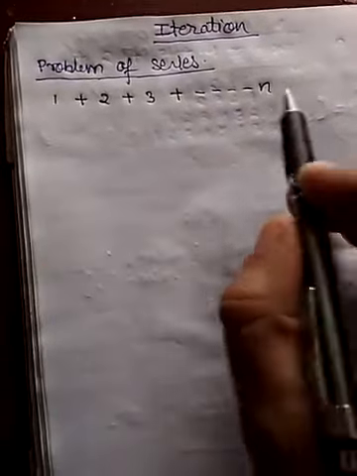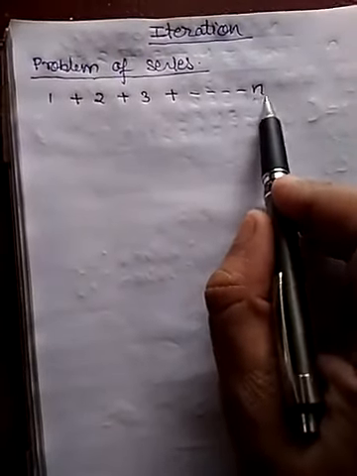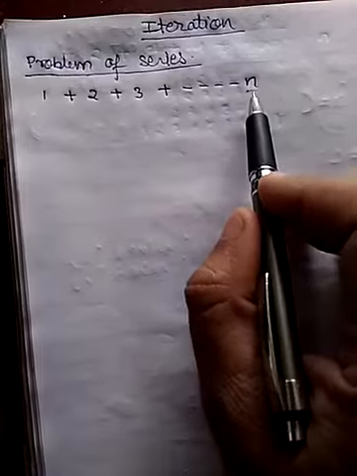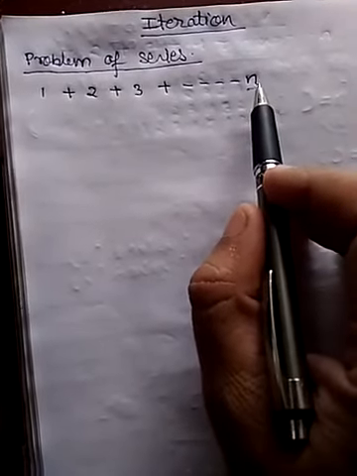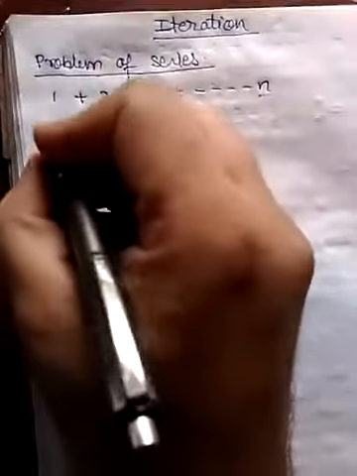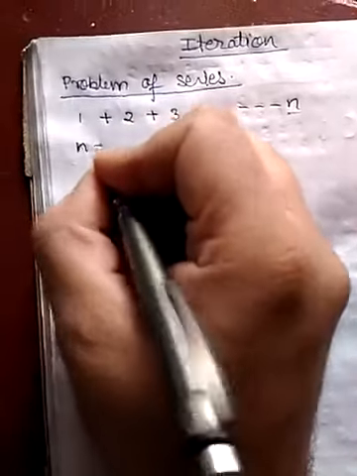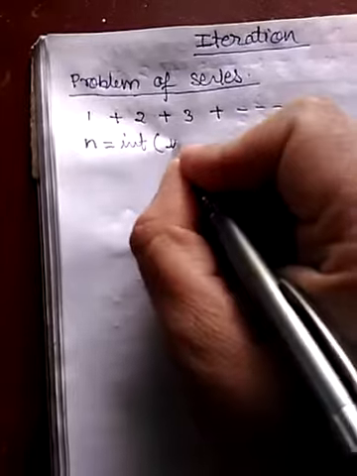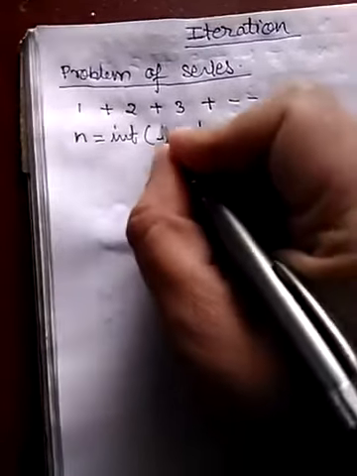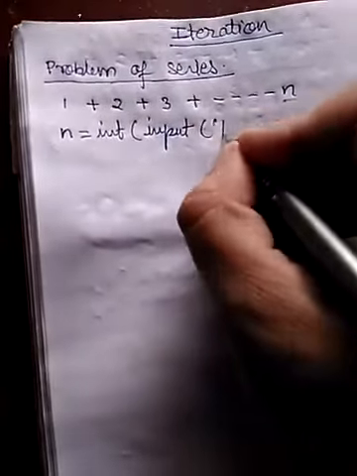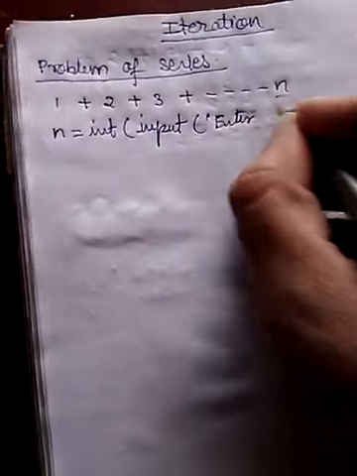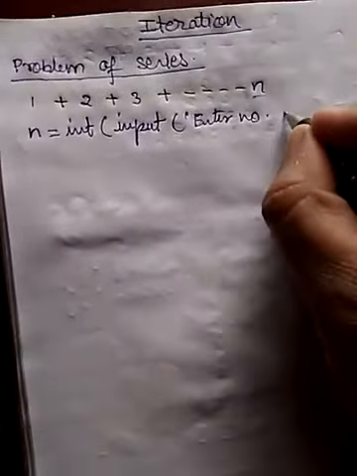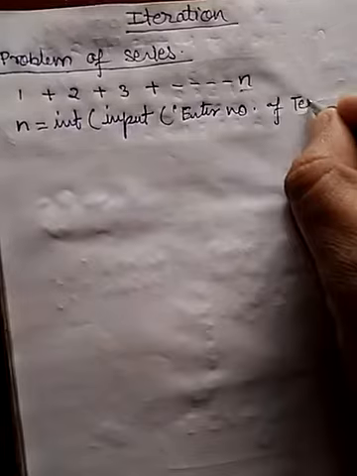Now here, what can we do for this? First we need to read the value of n, that is the number of terms. Here n equal to int input, "enter number of terms".